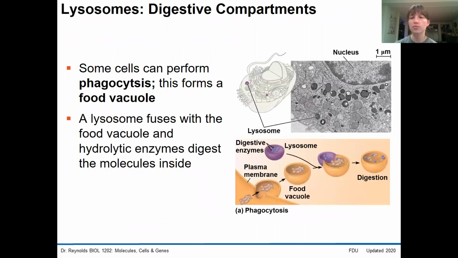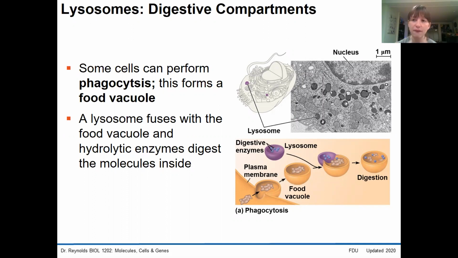Now, lysosomes are going to be another example of how we can get some specialized vacuoles. When we actually do phagocytosis, and I'll show you a little video shortly, phagocytosis is the process by which the cell engulfs food in its environment. And this creates a very large vacuole known as a food vacuole, and it's going to contain material from that cell environment that's been engulfed.